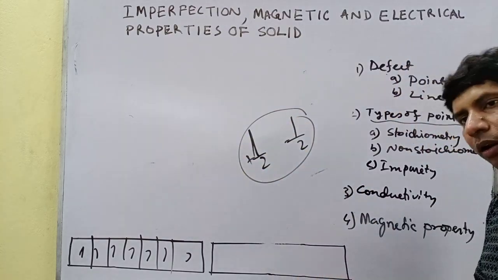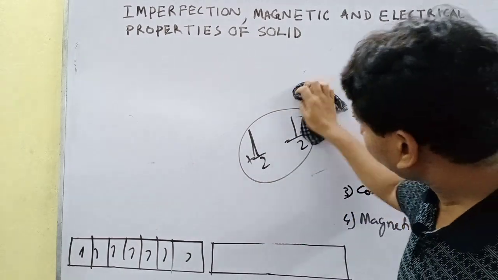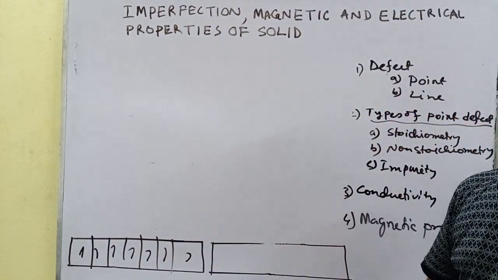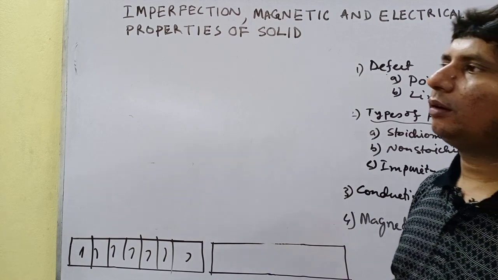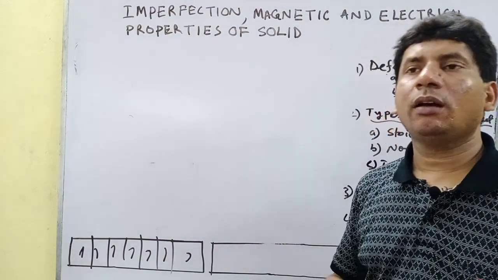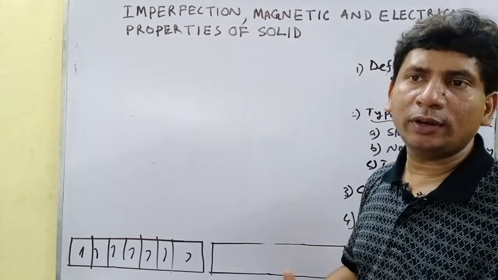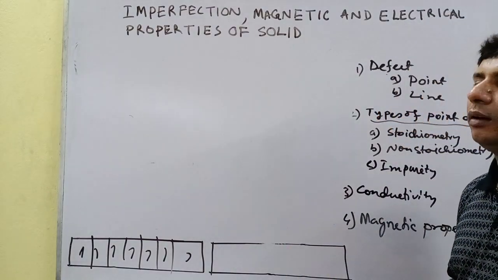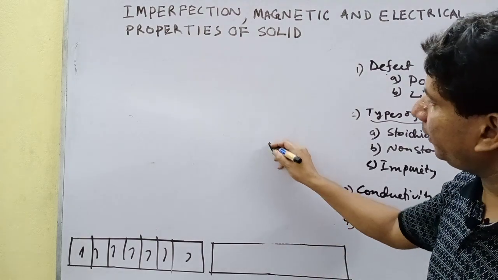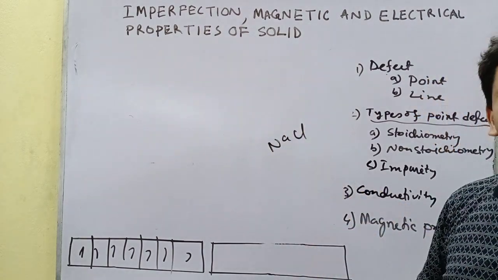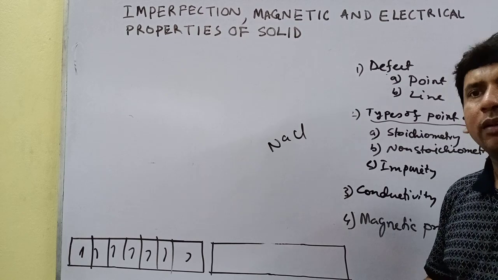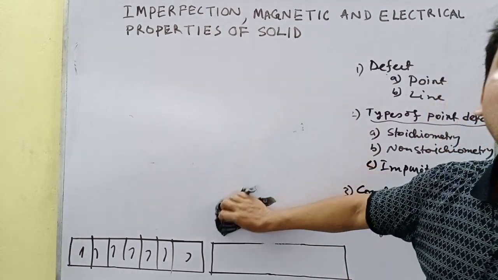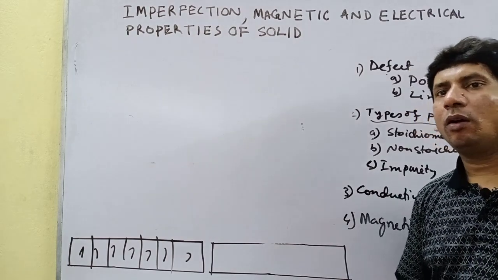So for all diamagnetic substances the magnetic moment will be 0, and they contain paired electrons and are weakly repelled by the magnetic field, like sodium chloride. Sodium chloride is a diamagnetic substance, benzene is a diamagnetic substance, okay. Now ferromagnetic, what is ferromagnetic?